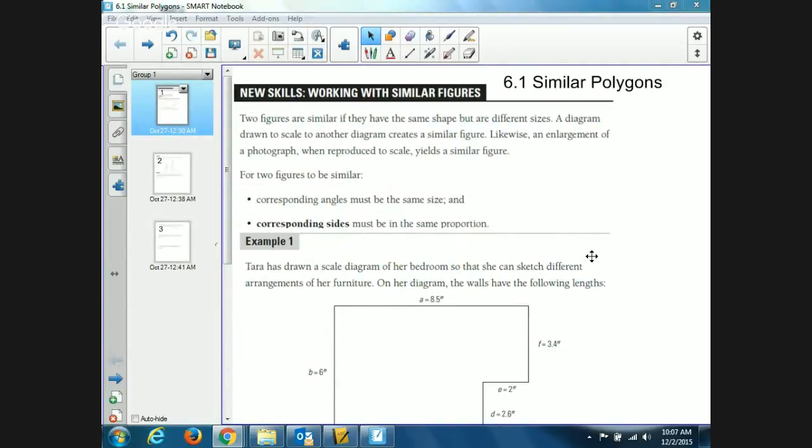6.1, similar polygons. Everybody has this. We're looking at all you. You ready with calculators, pens, and paper? Let's go across this. This will be better for you because you learn better when we learn as a group.